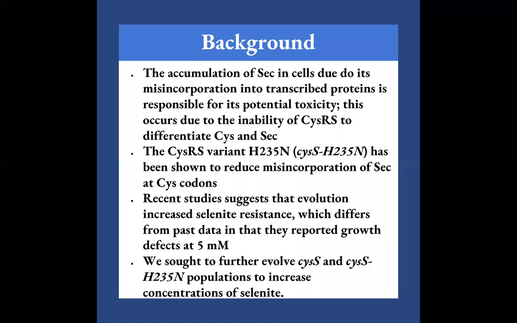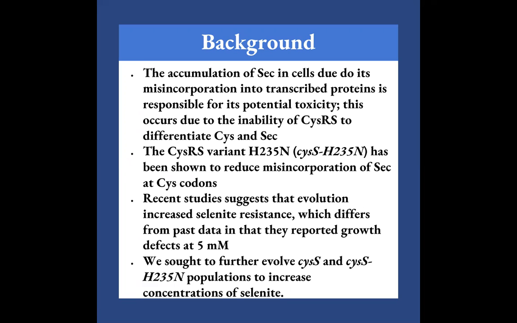To provide some background on selenite, its accumulation in cells as a result of misincorporation into translated proteins is responsible for its toxicity. At the UGA codon, selenocysteine is inserted using a special recognition sequence in the messenger RNA. When the selenium anion, selenite, is taken up by the cell, it is reduced to selenide and enters the cysteine biosynthetic pathway, subsequently producing selenocysteine.